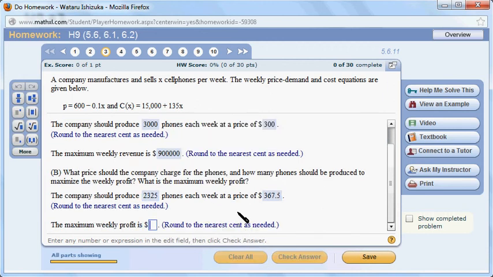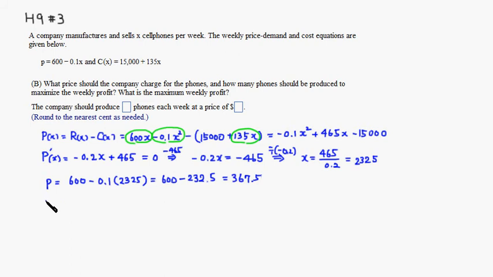All right, got that. So for the maximum weekly profit, we just have to plug 2,325 into the profit function. So let's do that. The profit is going to be P of 2,325. So plug it in. Actually, sorry, I'm going to use the final form, so this one. It's going to be negative 0.1 times 2,325 squared plus 465 times 2,325 minus 15,000.